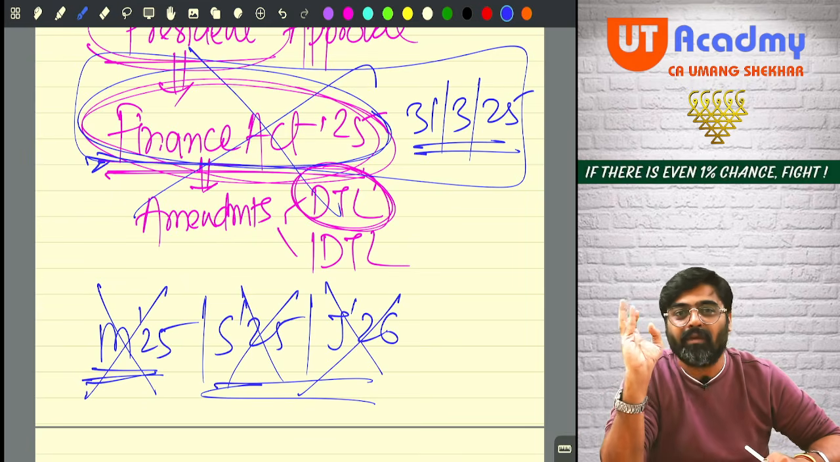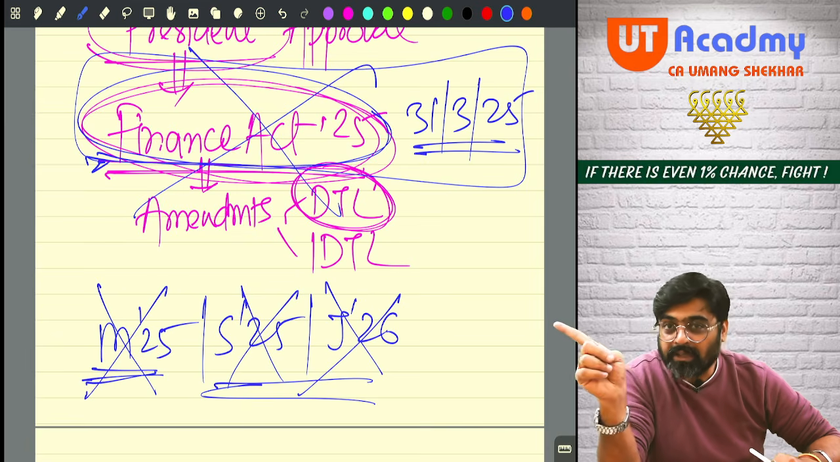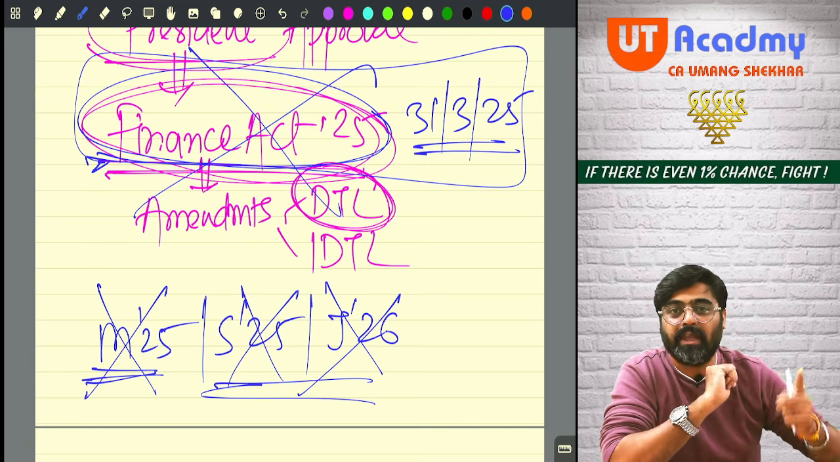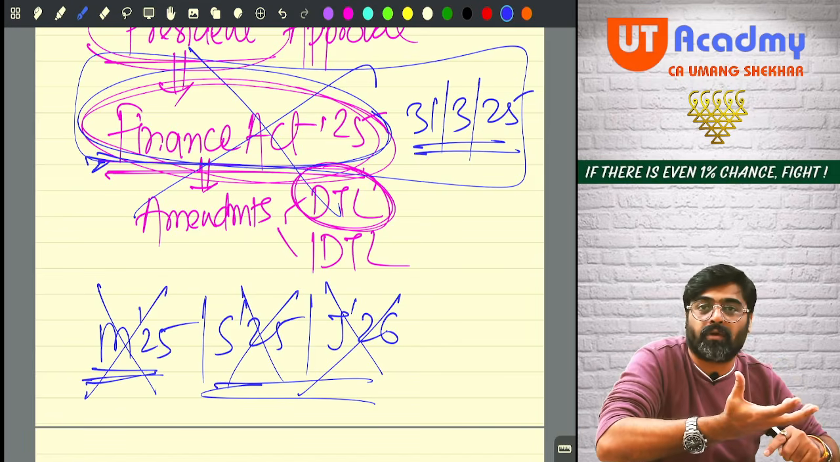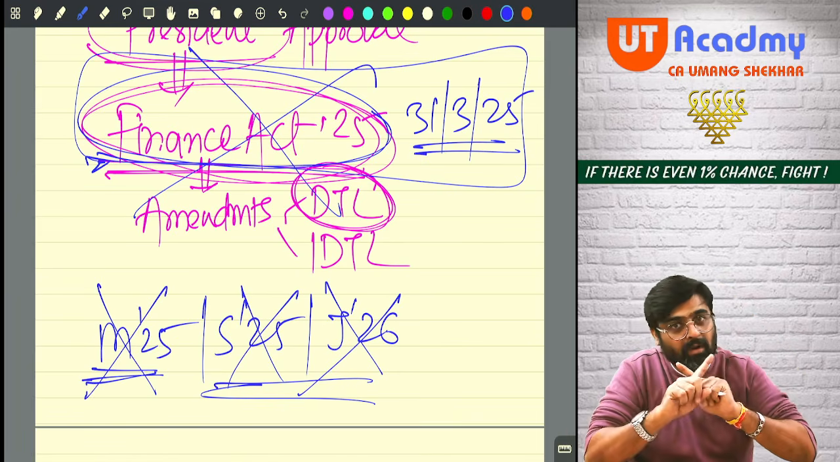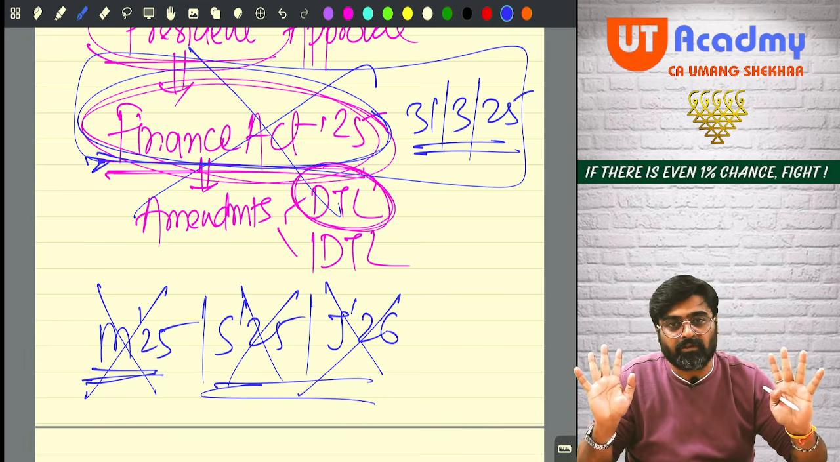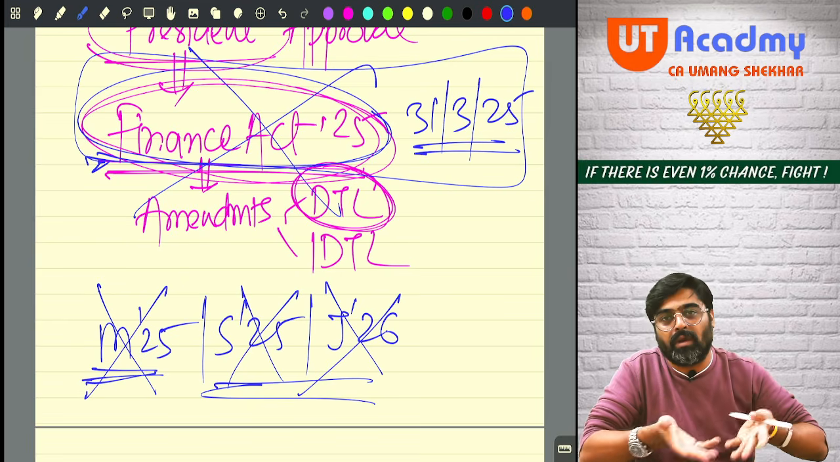May 25, September 25 and January 26. These 3 attempts, Income Tax Act as amended by Finance Act 24, that is applicable in the exams. So we are not going to study any amendments of Finance Act 2025 because those are not applicable for our attempts.